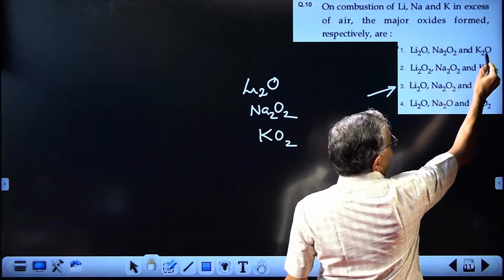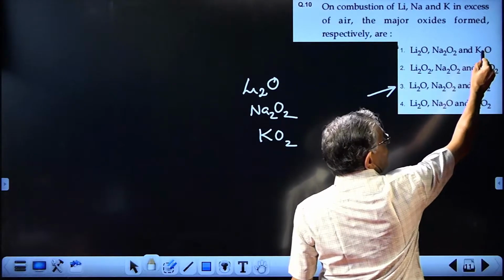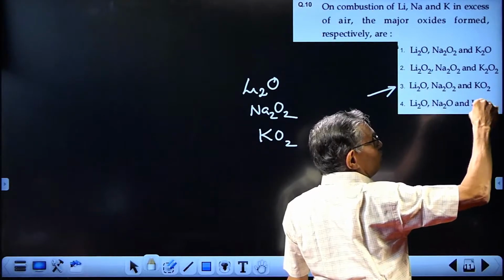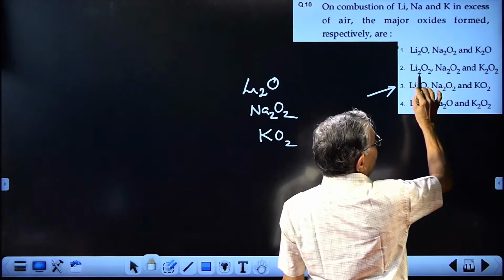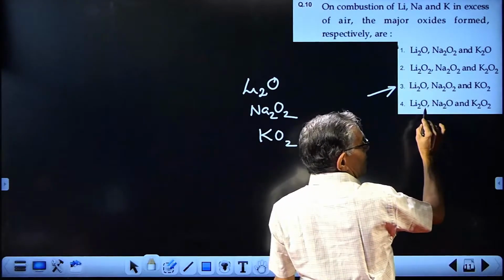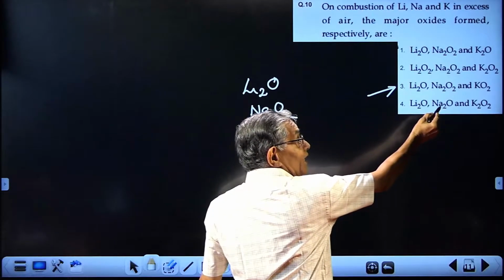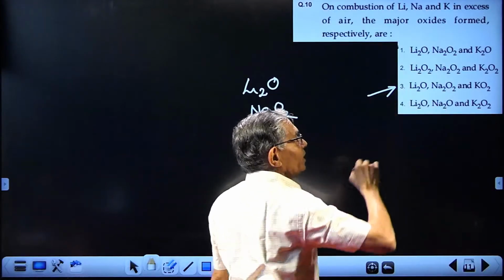Here what is wrong is, in excess oxygen this is not correct. K2O will not be formed. Instead it will be either K2O2 or KO2. Here this will not be formed. And the last one again, in the presence of excess air, Na2O2 is formed. So your correct answer is 3.